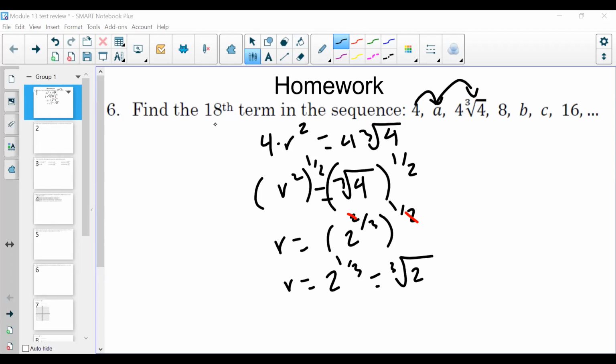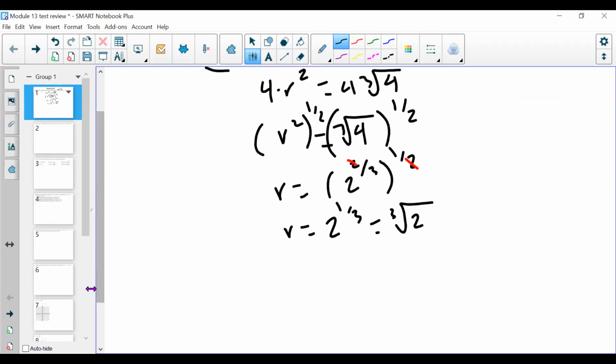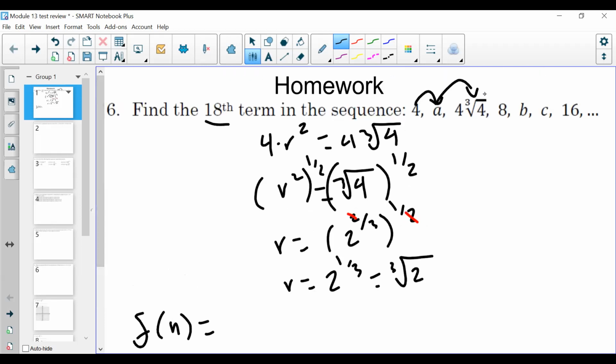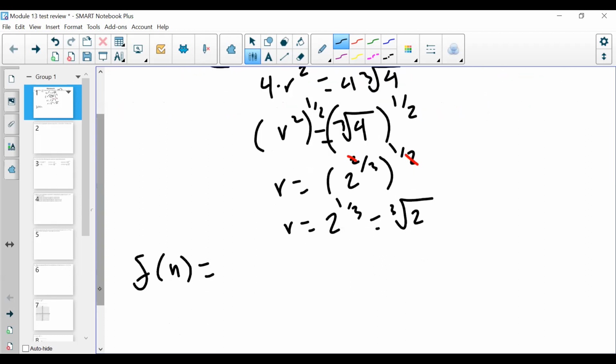And to figure out the 18th term, what I'm going to do is make an explicit formula. Because when I have the explicit formula, finding something way down the line is a lot easier than finding a recursive formula and trying to go step by step by step. So f of n, that's going to equal any term here we want. So we can go like the 4. So 4 times my R value of the cube root of 2 raised to the n minus 1, because that 4 is f of 1.